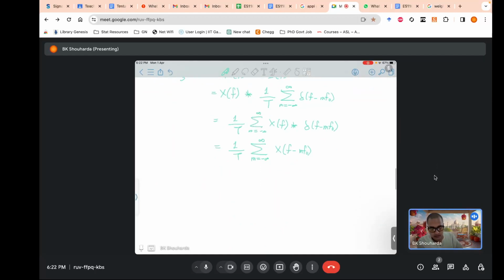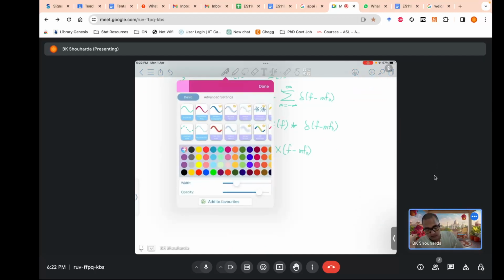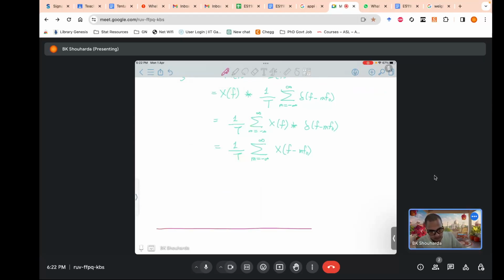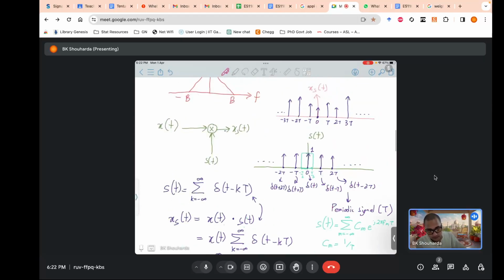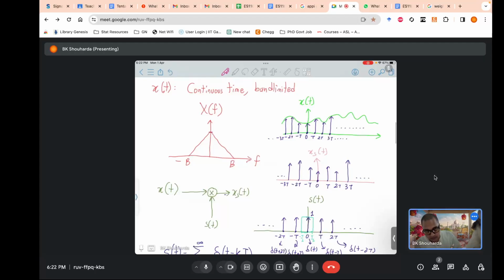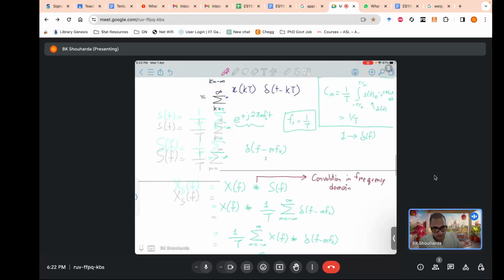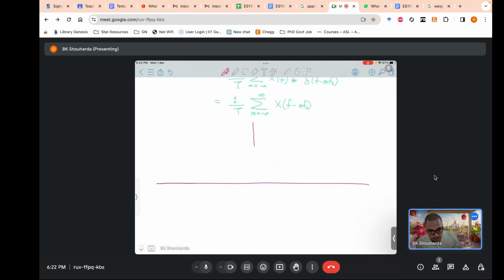So how does it actually look like? If we look at it carefully, let's say that our original x of f had a unity peak spectral value. So now x s of f will actually be shifted versions. Okay, x s of f will have a scaling of 1 upon T, a scaling factor of 1 upon T over here, and here these are shifted versions.